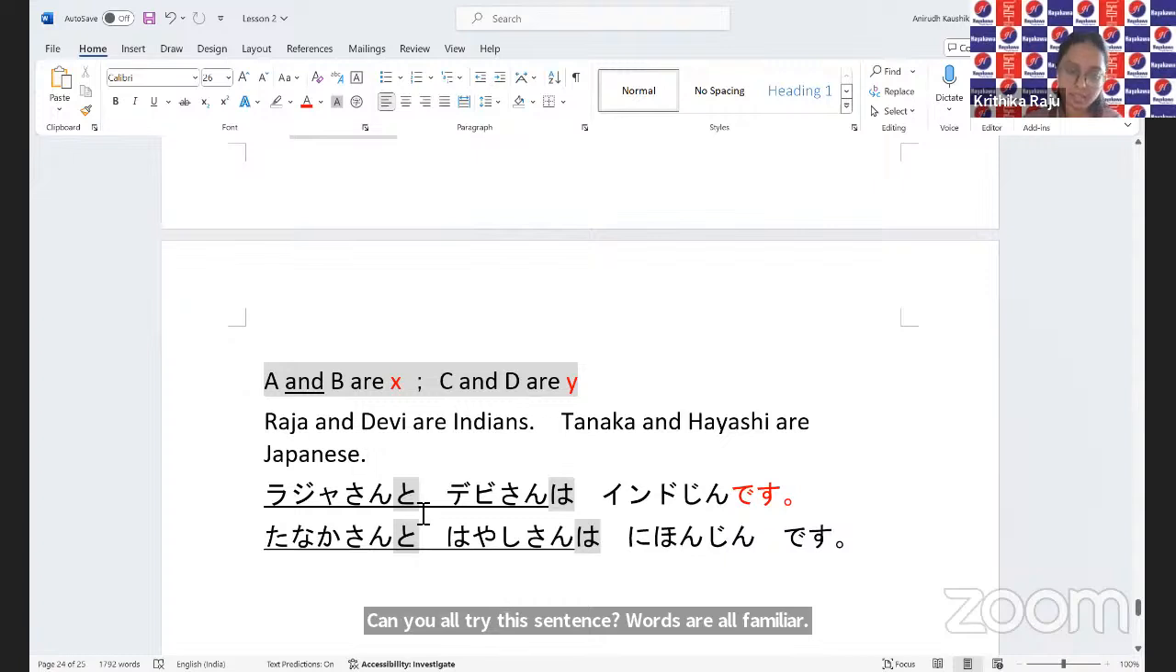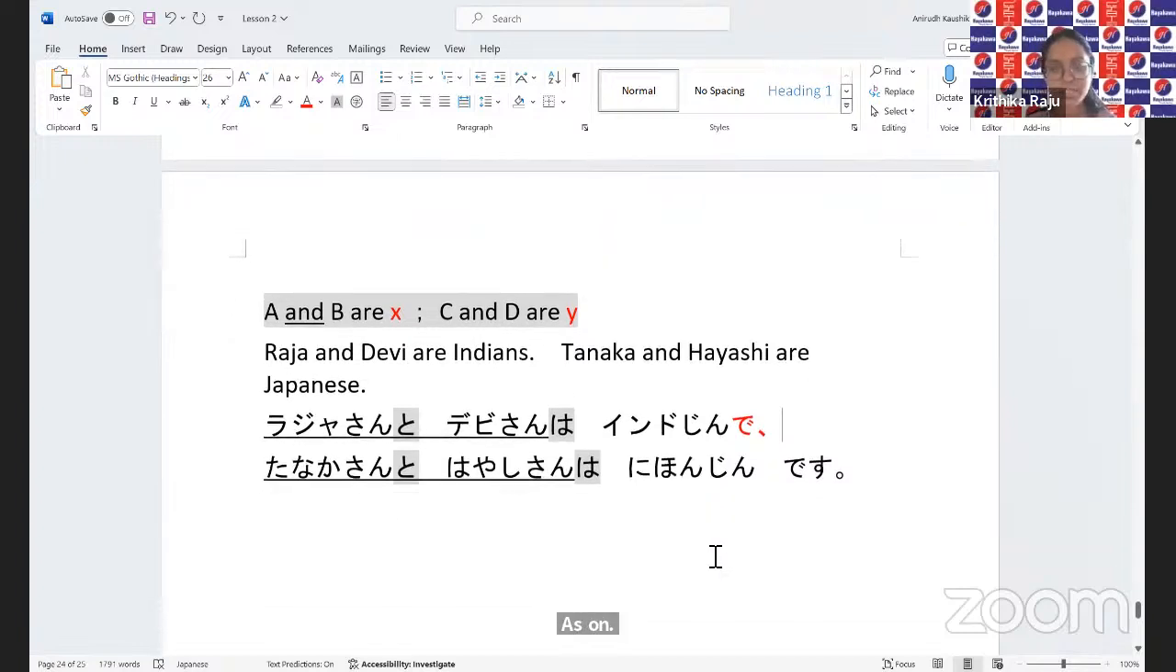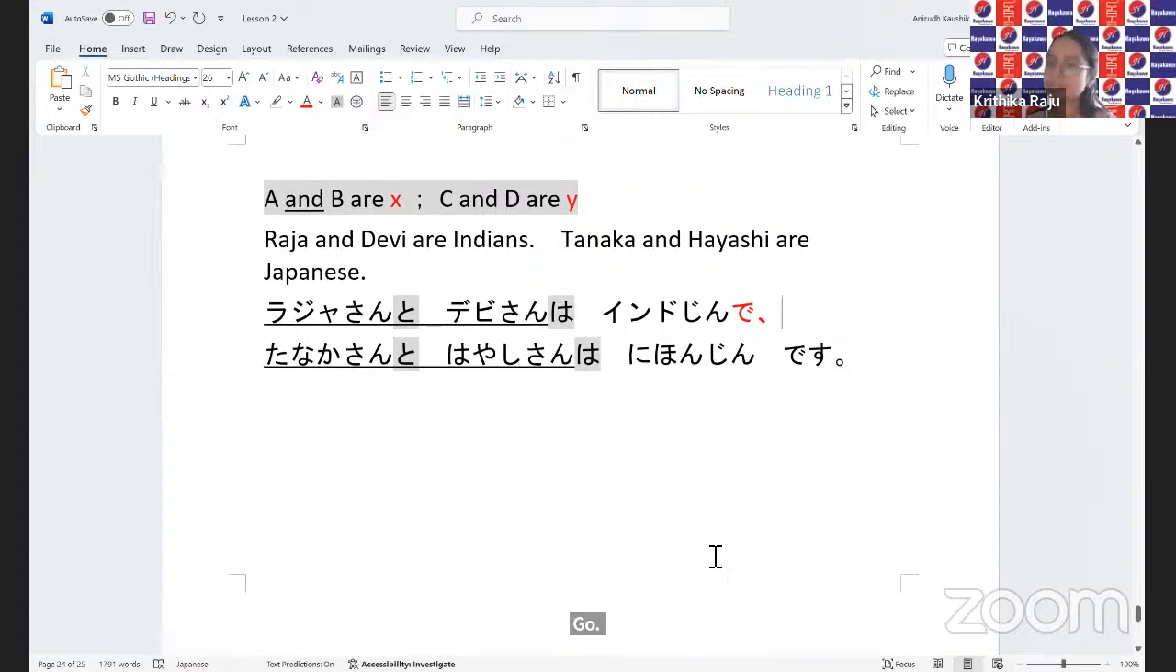Raja-san to Devi-san wa Indojin de, Tanaka-san to Hayashi-san wa Nihonjin desu. Correct. They are Japanese. Indojin, Nihonjin. Very good. Arigatou gozaimasu.